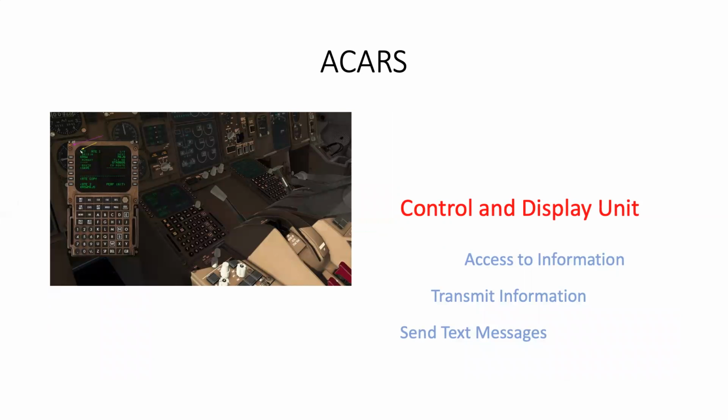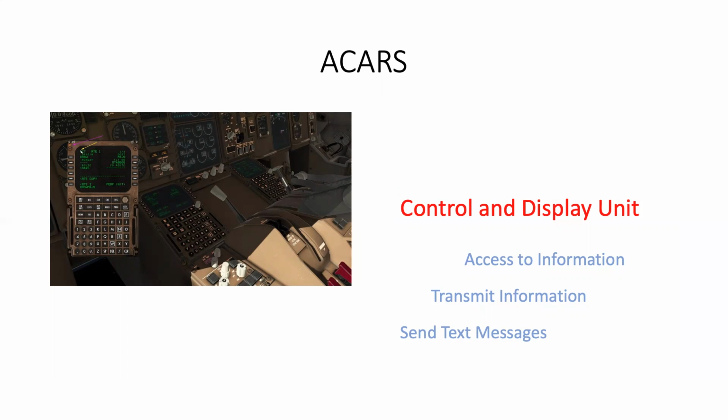In the cockpit, the crew can manage and monitor the data that is sent on the ACARS with the help of the control and display unit, or the CDU. The CDU is the only unit which provides an interface to the crew for sending information or receiving data. The CDU provides access to information, and it transmits the information automatically or manually if required, and also has a provision for sending text messages to ground control.